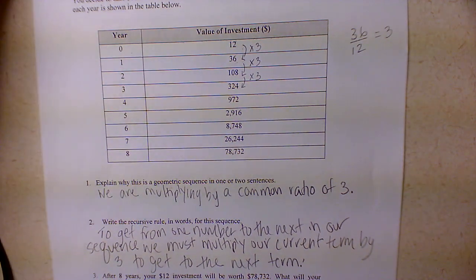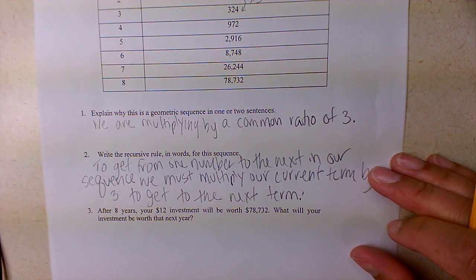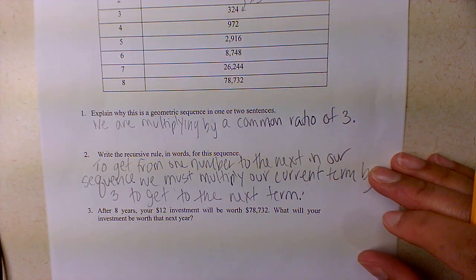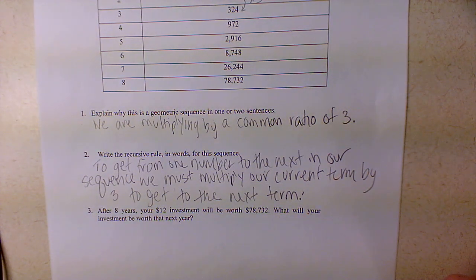Okay, let's move on to number 3. Number 3. After 8 years, your investment will be worth $78,732. That would be amazing, by the way. If that really happened, I would totally invest $12 if I could have that after 8 years. So if anybody knows how to do that, let me know.